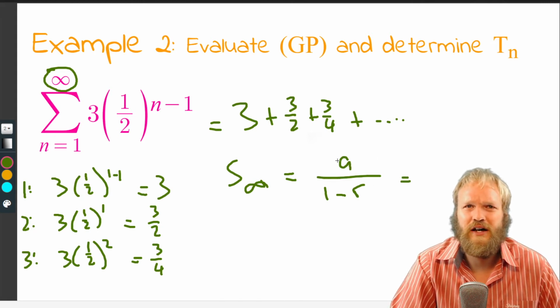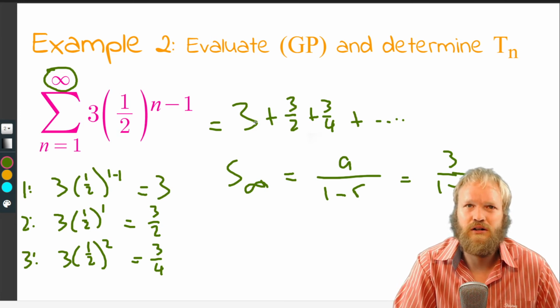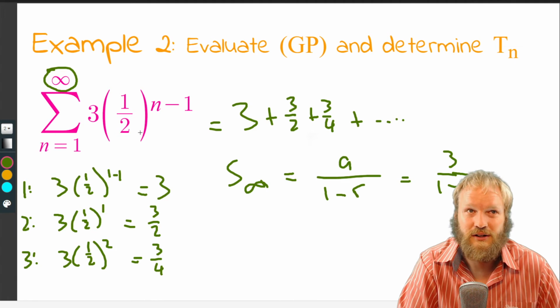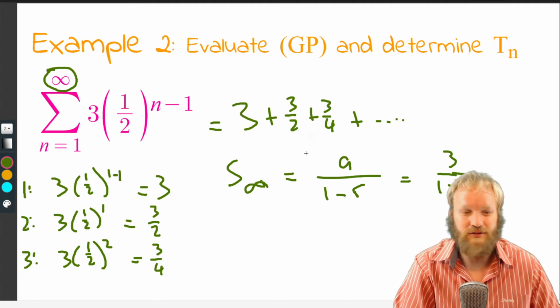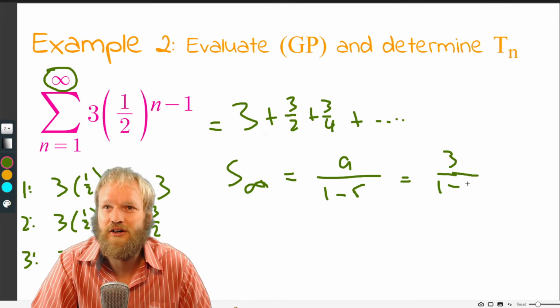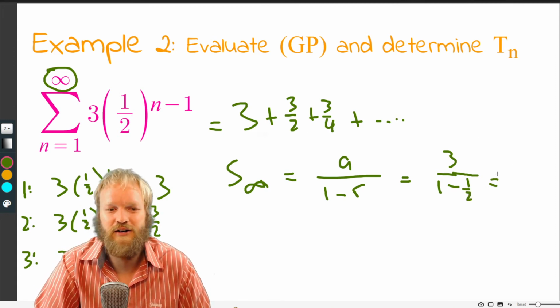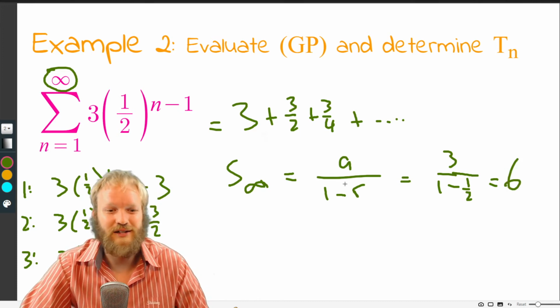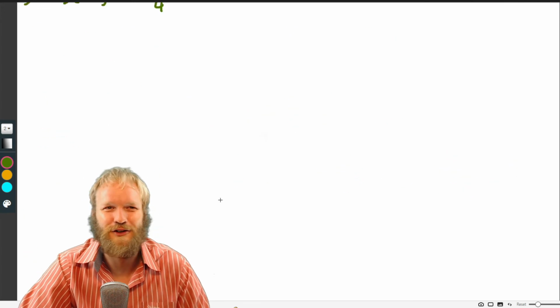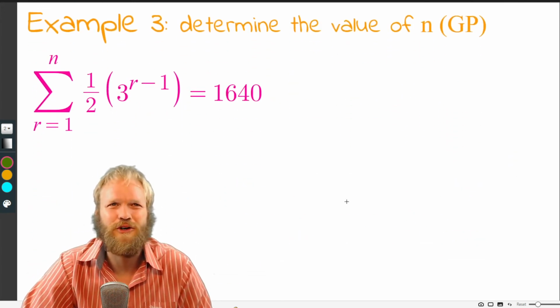So value of a, 3. 1 minus value of r. Well, looks like we're halving each time. Kind of matches there. Look, a r to the n minus 1. So it fitted in quite nicely. So 1 minus a half equals, 3 divided by a half gives us 6. Okay, wasn't too bad, right? That was a nice, easier one than the first one. Onwards, upwards, I think we've got 2 more examples here.